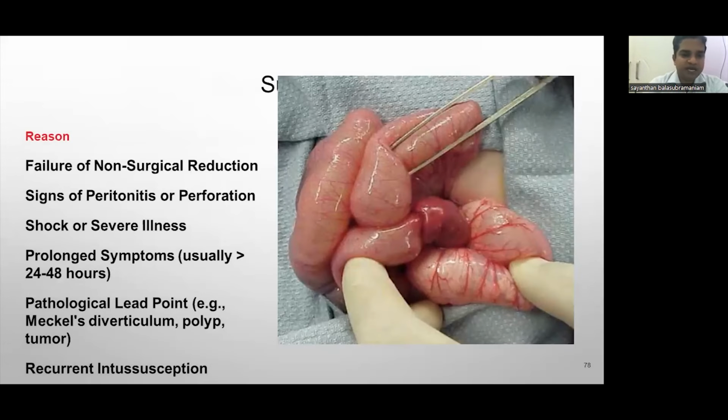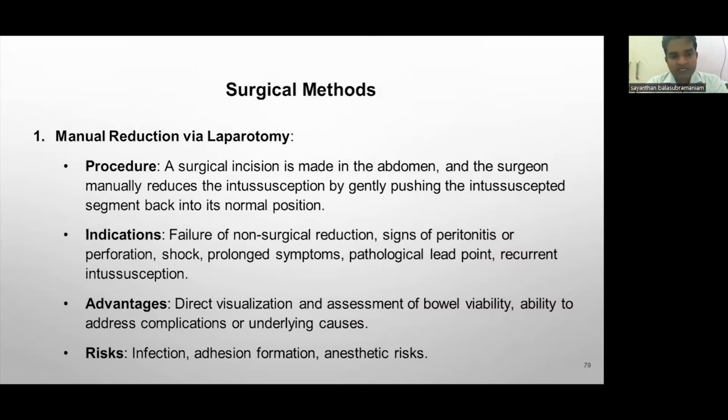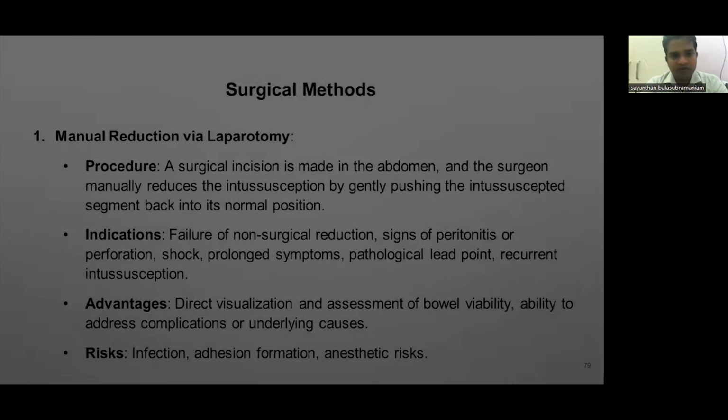Surgical management, you can see there are some indications: non-surgical reduction failure, signs of peritonitis and perforation, shock or a severely ill child, prolonged symptoms of more than 48 hours, pathological lead points, and recurrent intussusception. We need to think about pathological lead points also. So for those patients, we need to go with surgical reduction. Surgery also, we can do laparoscopically or open surgically. Two things we can do.